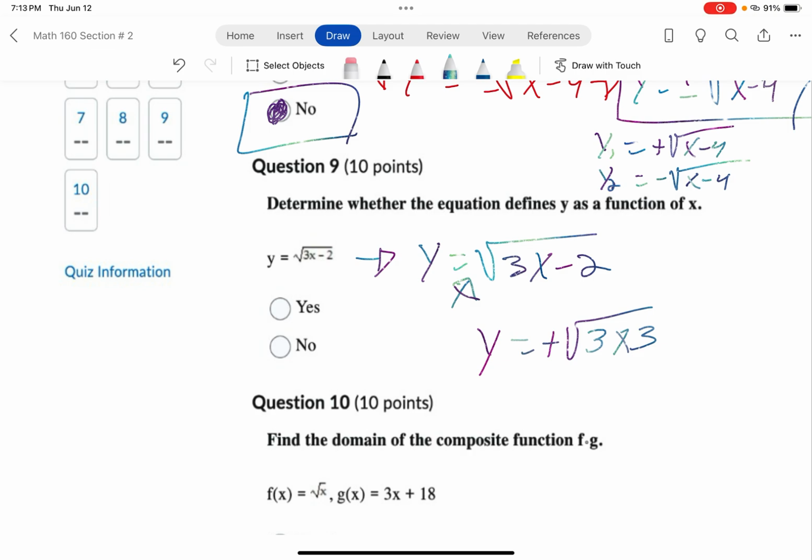Imagine that here, you can see in the graph that this is valid because this is only one sign in front, meaning that there is just one answer. When there is one answer, yes, this is a function.